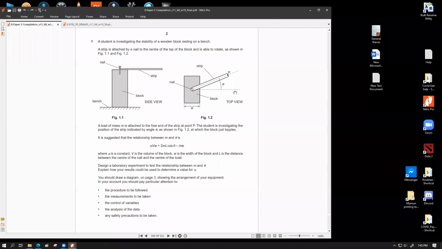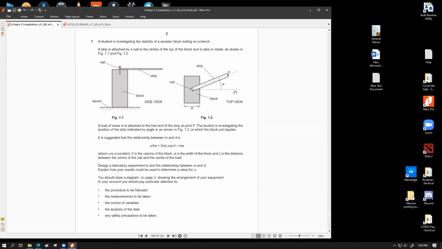We'll start the recording. For this question, the two variables that we tend to deal with are the mass of the additional mass that we're going to place on the end point of the wooden strip, and the angle at which the toppling actually occurs. These two can be interchangeable.